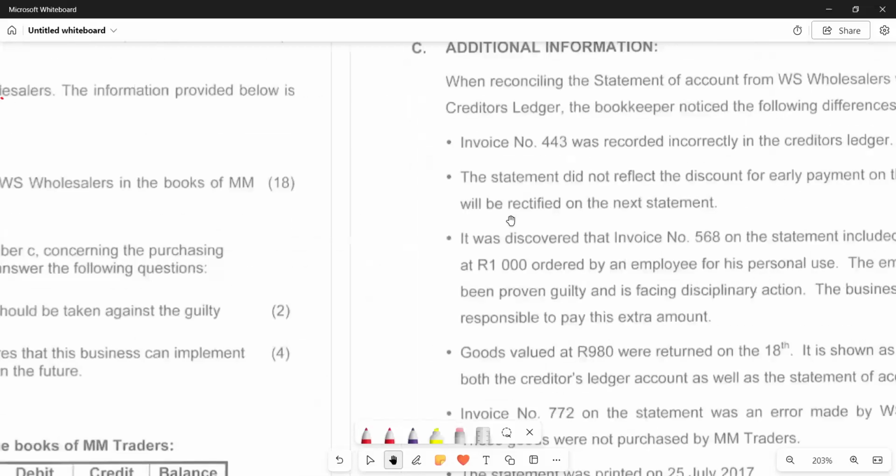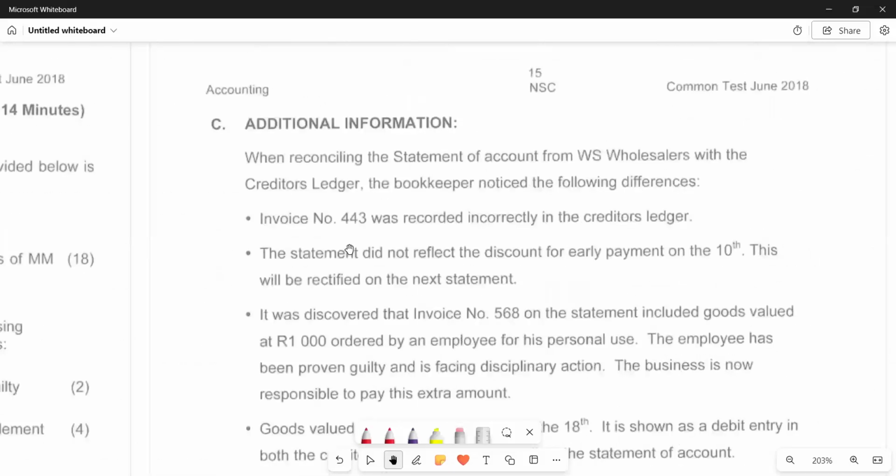So coming now to the further information that we are given in terms of additional information, it reads: when reconciling the statement of account from WS Sellers with the creditors ledger, the bookkeeper notes the following differences. These are the differences that we want to go through and correct. We are going to pick these differences, and then go to where we are supposed to correct. If we are supposed to correct both the ledger and the statement, we also do that.